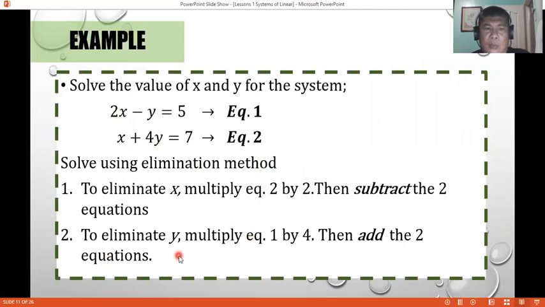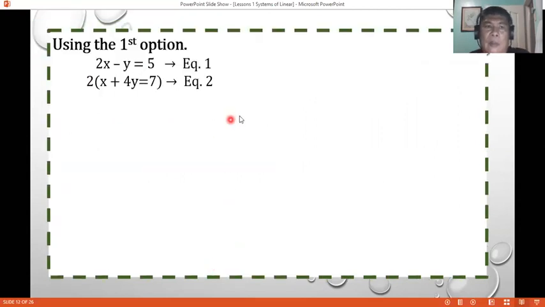Now, to eliminate y, on the other hand, we will multiply equation 1 by 4. Bakit? Para magparehas silang 4. And then add. Kasi isang negative, isang positive. As I mentioned a while ago. So, using option number 1. Okay? So, I multiply this by 2 distributed. Magiging 2x, magiging 8y, magiging 14.